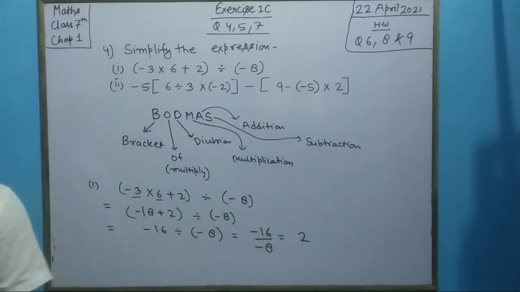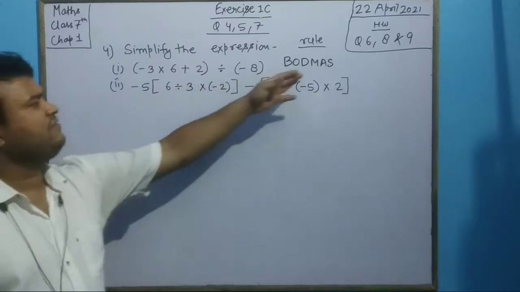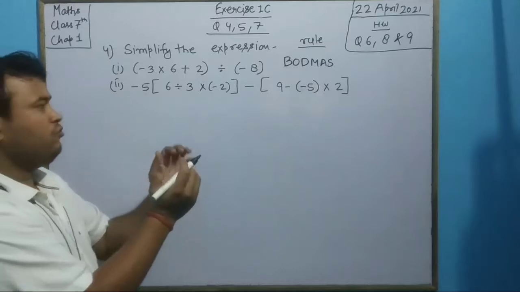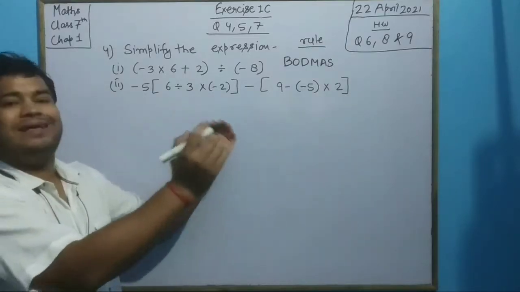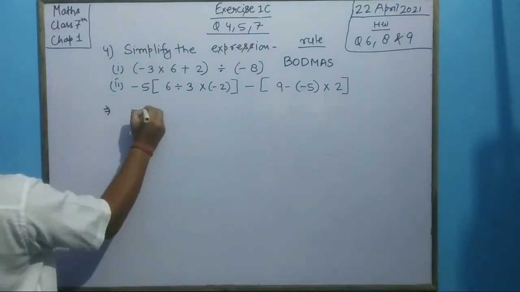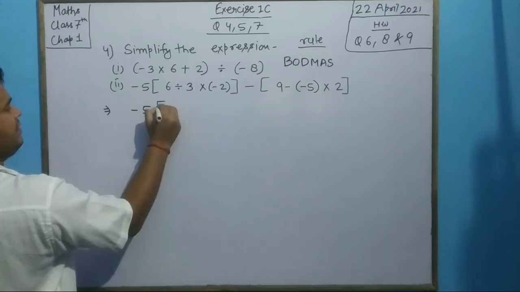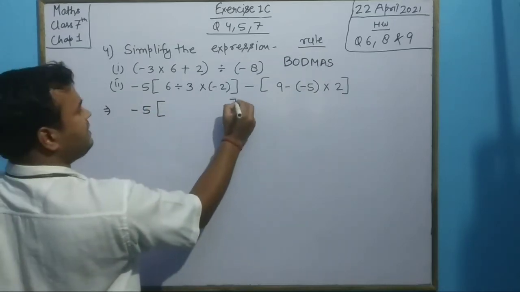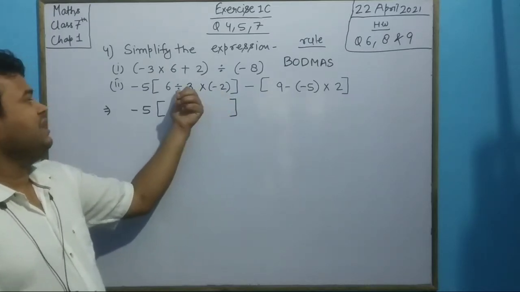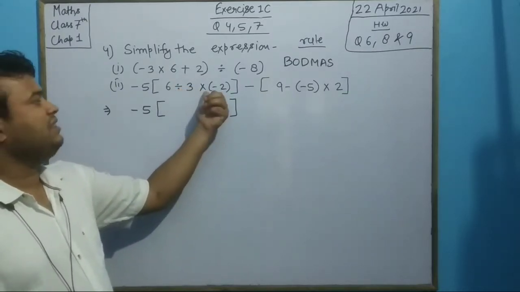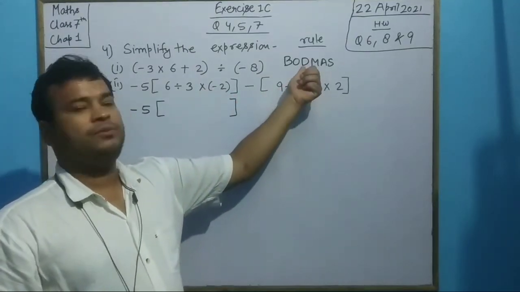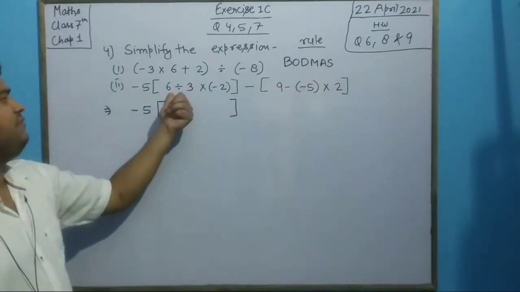Let us see the second one. Now let us simplify the second one using the same BODMAS rule. Here there are two brackets, so first operate the sum inside the bracket. Let us write it out. It is minus 5, and again this is a bracket, so we need to operate the bracket first. Inside the bracket there are two signs, division and multiplication. According to this rule, division comes first, so we operate the division first.